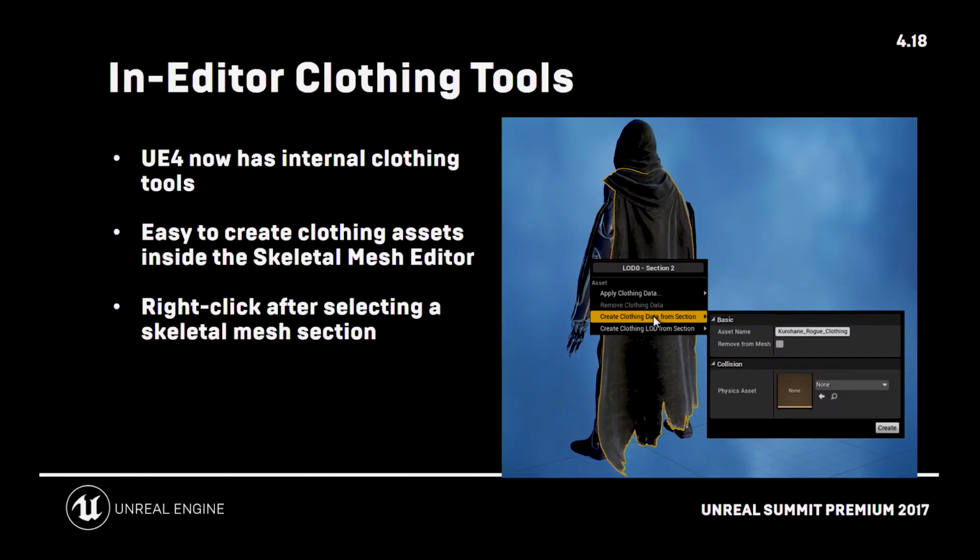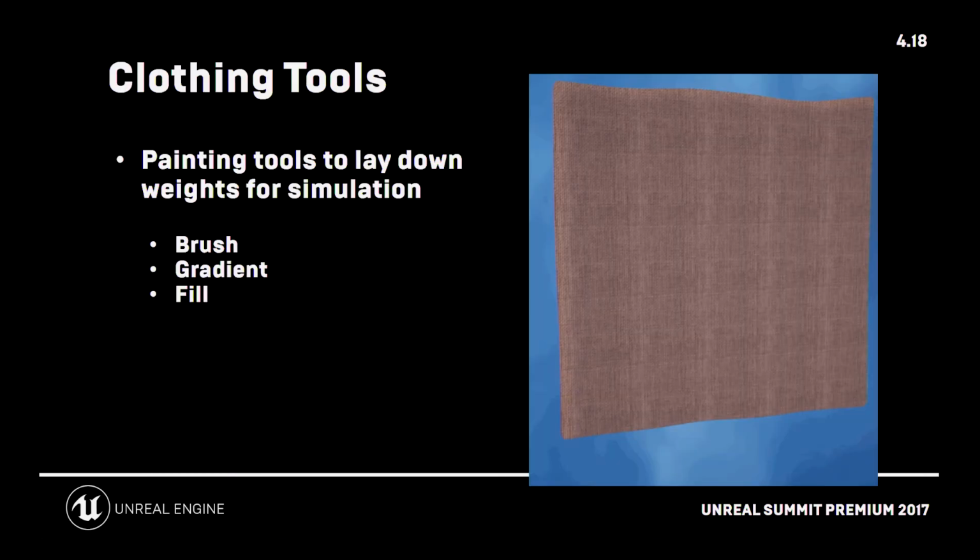Our animation team has also drastically overhauled the clothing system. So 4.18 now has internal clothing tools. Instead of having to use Apex or an external tool to create your clothing, you can just right-click a skeletal mesh section and have it create a clothing asset.